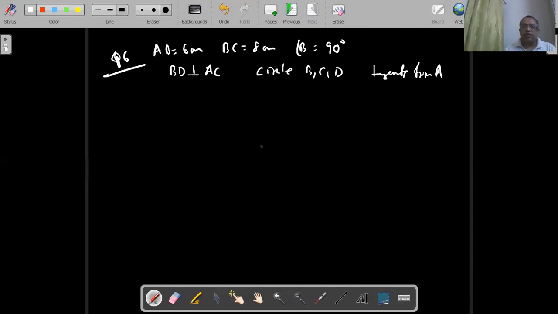So let's start by drawing the triangle. Start by drawing the base of this triangle as 8. So this is 8 centimeter.